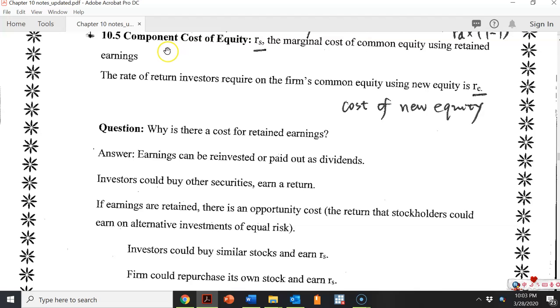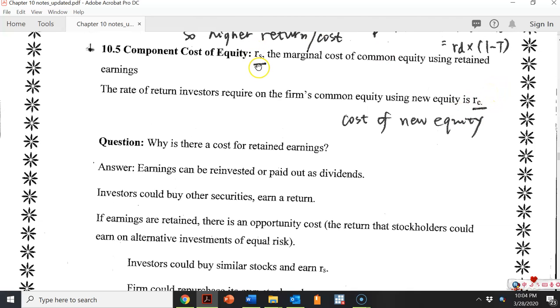The last part of the component cost is component cost of equity, RS. Cost of common equity is also called stock return. It is the marginal cost of common equity using retained earnings. The rate of return investors require on the firm's common equity using new equity is RE. So RS is cost of common equity using retained earnings. RE is cost of new equity, or cost of common equity by issuing new equity.